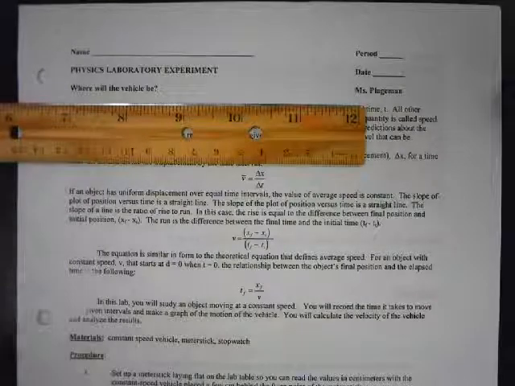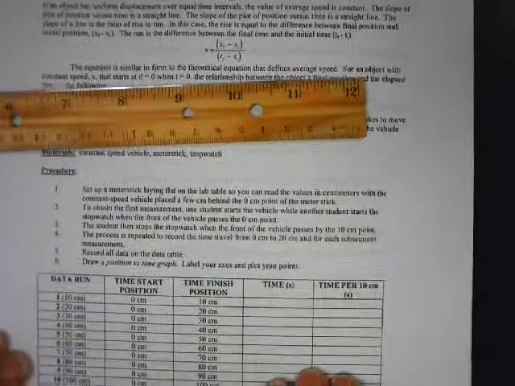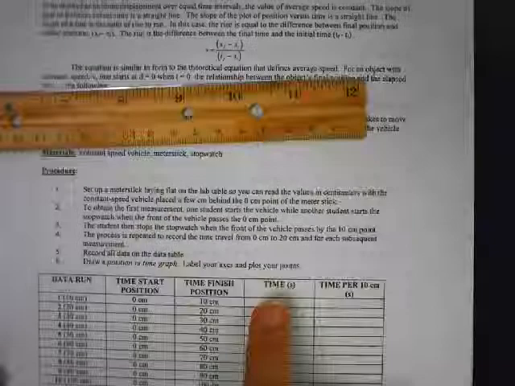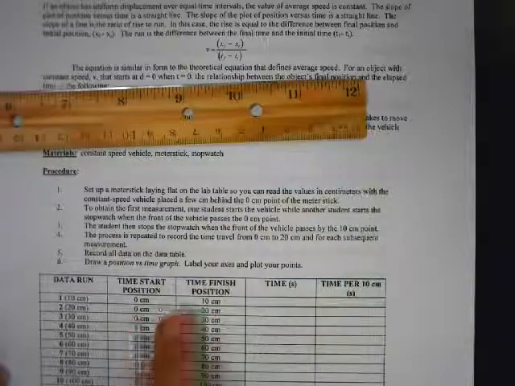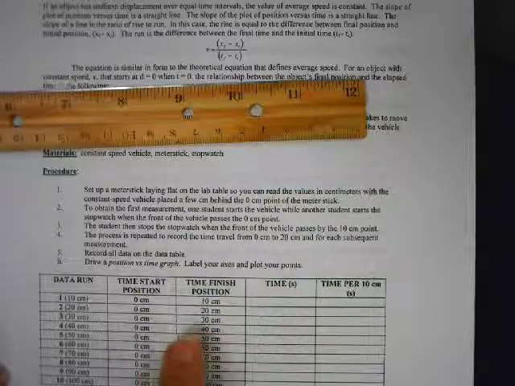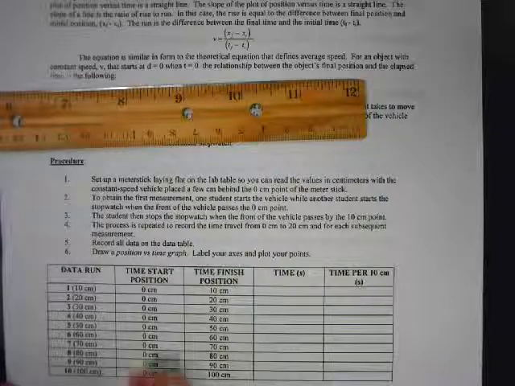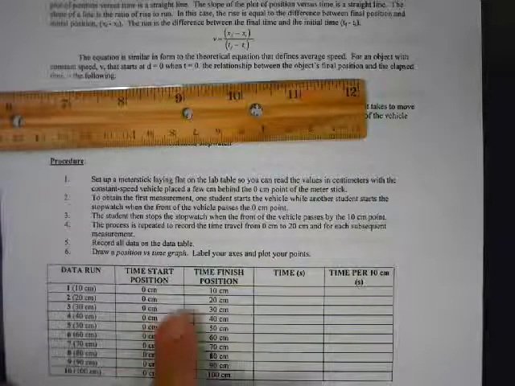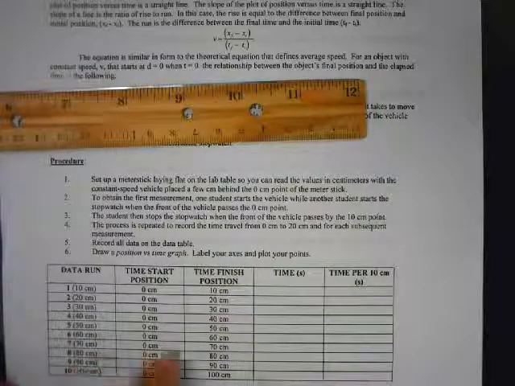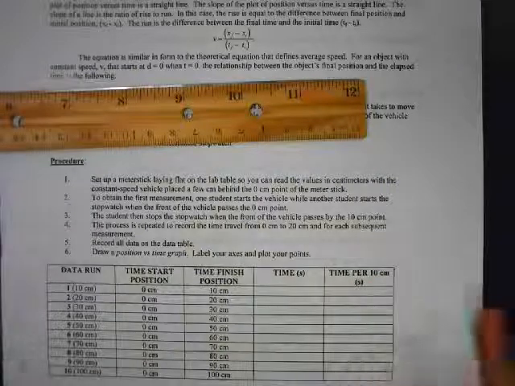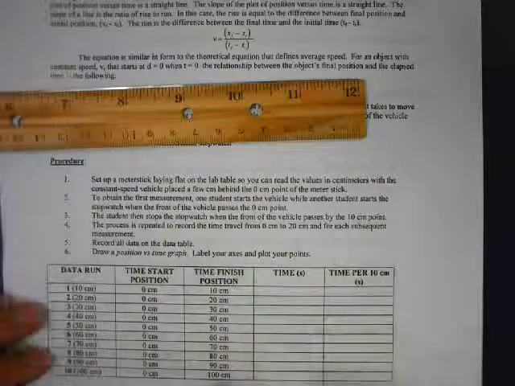Then you're going to record all of this here in your data. So this is the time it takes to go from 0 to 10, 0 to 20, 0 to 30, 0 to 40. Then this says the time for every 10 centimeters. So what you're going to do is divide by the numbers here. So this should actually all be the same amount of time.